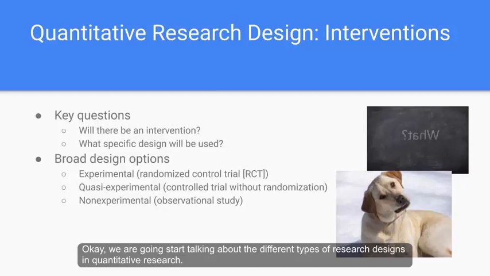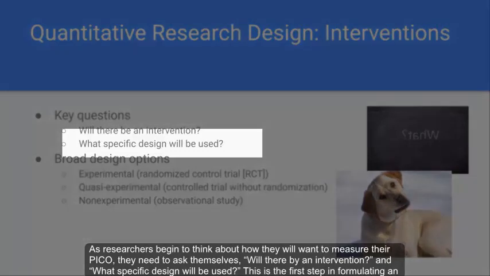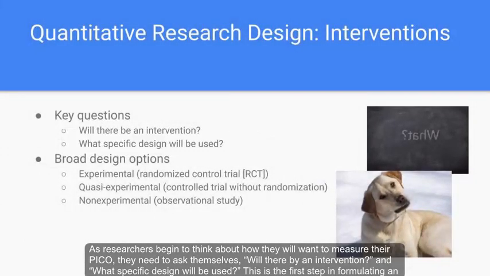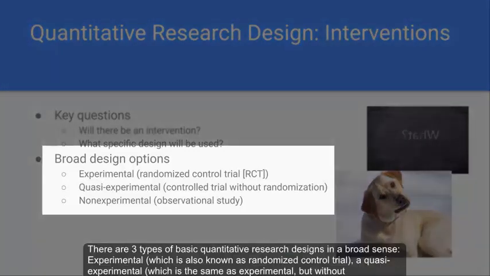As researchers begin to think about how they will want to measure their PICO, they need to ask themselves, will there be an intervention? And what specific design will be used? This is the first step in formulating an idea of what type of design they will pick. There are three types of basic quantitative research designs in a broad sense.